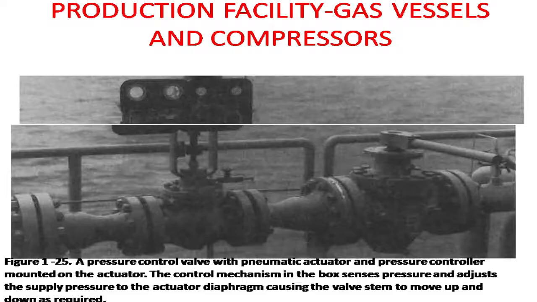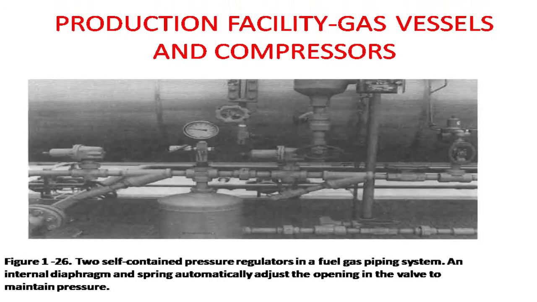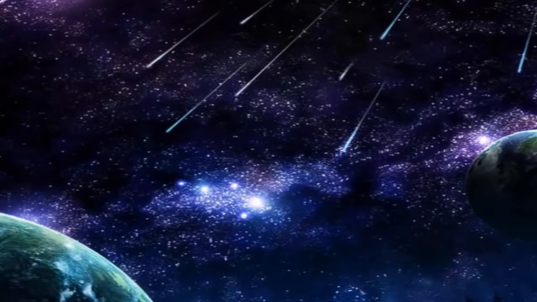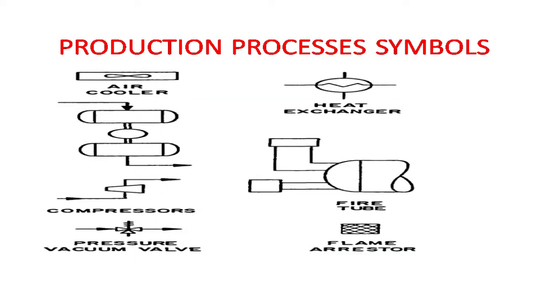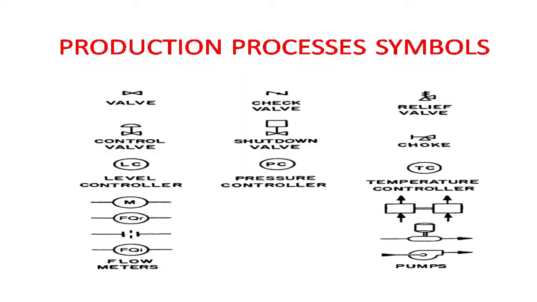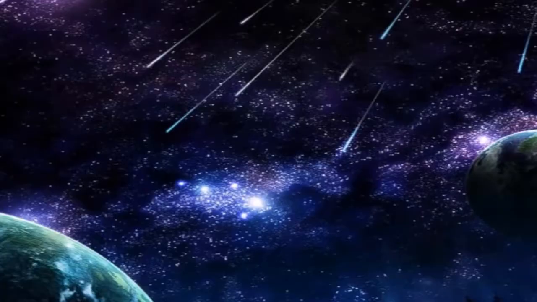You can see the symbols of a valve, a check valve, a relief valve, a control valve, a shutdown valve, a choke, a level controller, a pressure controller, a temperature controller, then a flow meter and pumps. All of these are shown on the slide, so you can see them and you can learn them. You'll be specifically required to annotate a separator. For instance, I will ask you in an exam to annotate a separator, and you should be able to use these symbols creatively and know where to put them and use the right nomenclature for them.